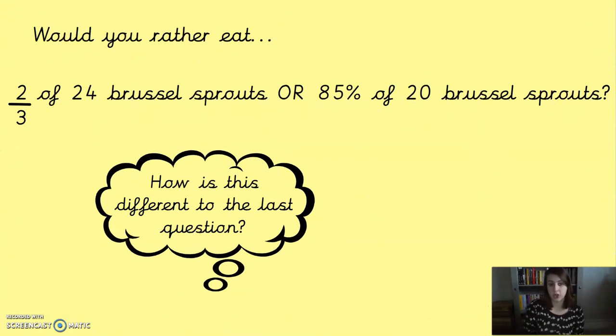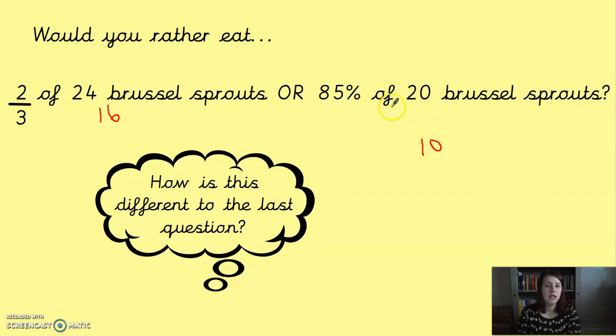So what I want you to do is have a go at this question, pause it, and then work it out and come back when you are ready. Okay, so hopefully you've got these answers. So you've got 2/3 of 24. So you've got 24 divided by 3 is 8. 8 times 2 is 16. So if I had 2/3 of 24 Brussels sprouts, I would have 16. If I had 85% of 20 Brussels sprouts, now I could go for 50% of 20 is 10.